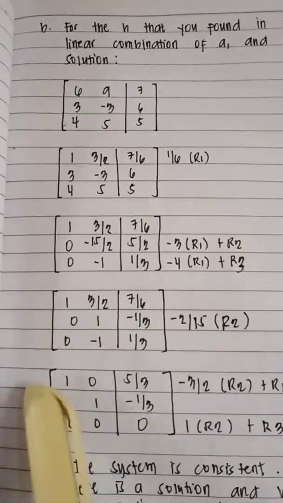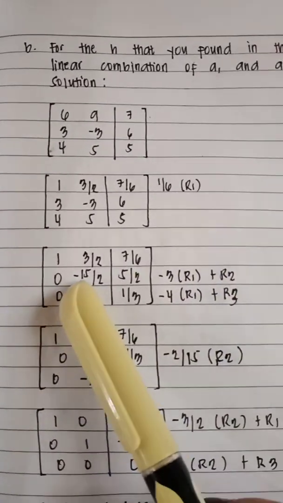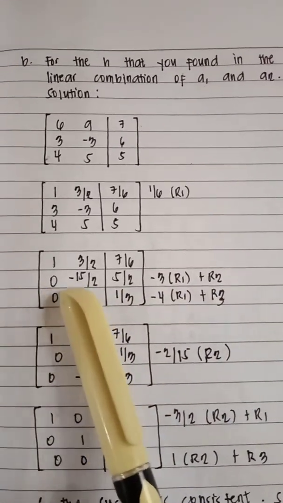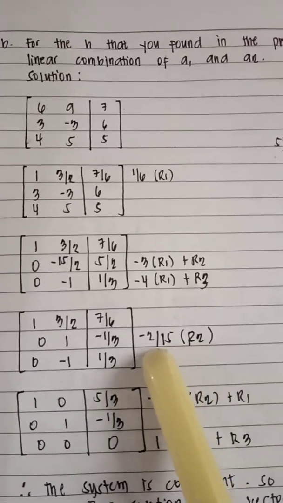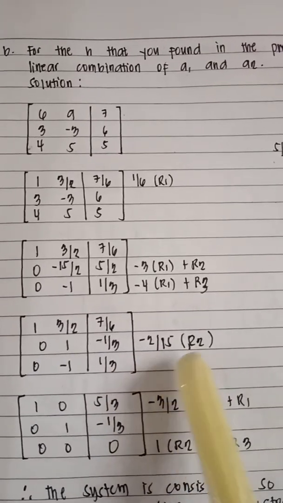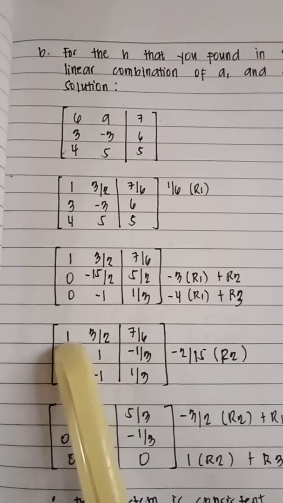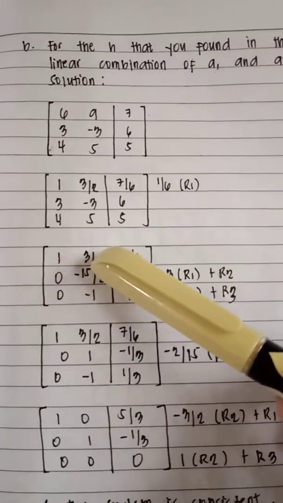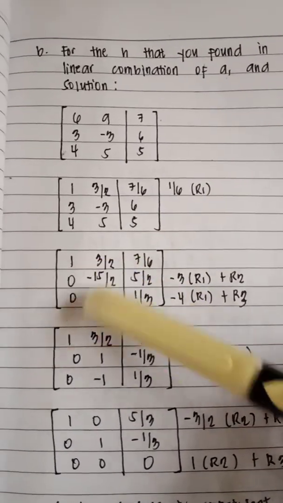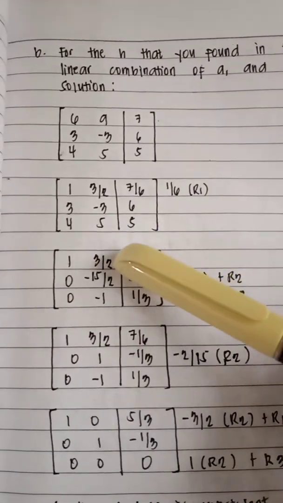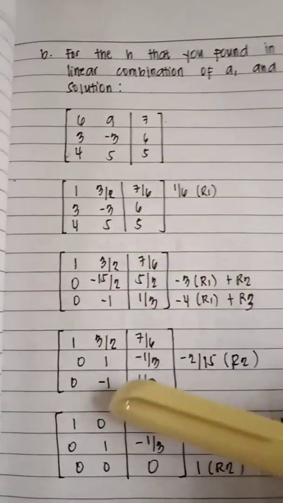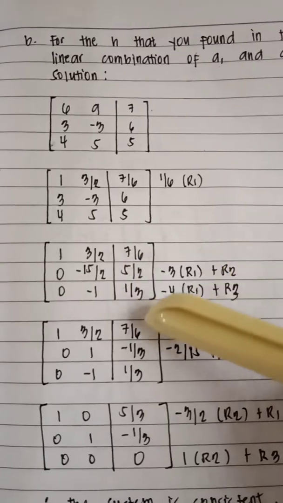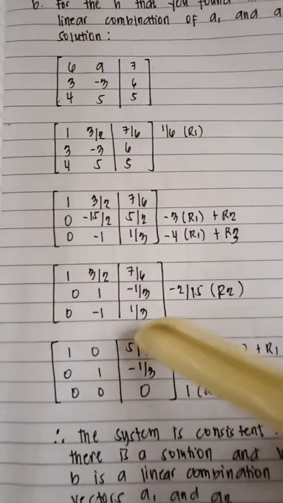So, next, we will make this negative 15 over 2 into 1. In order to make this negative 15 over 2 into 1, we will use the formula negative 2 over 15 times R2. So, first, we will just copy row 1 and row 2. Negative 2 over 15 times 0 is equals to 0. Negative 2 over 15 times negative 15 over 2 is equals to 1. Negative 2 over 15 times 5 over 2 is equals to negative 1 over 3.